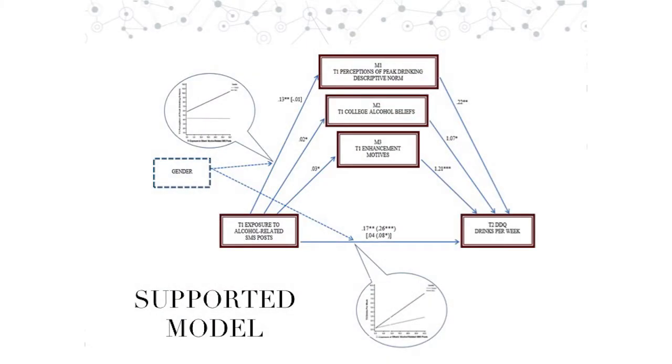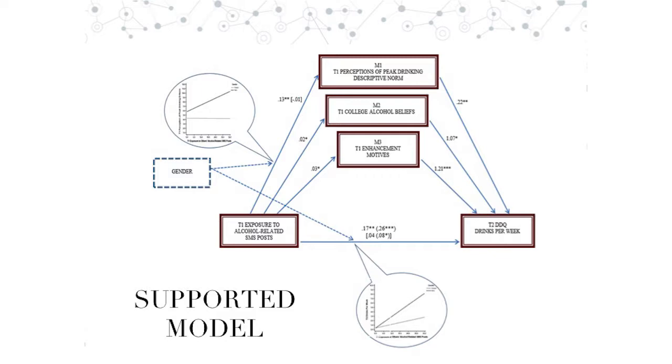So what we found was that this predictive relationship held for everyone, but it was especially strong among male students. It was a little bit stronger among male students than female students. And also norms were stronger as a mediator among male students.